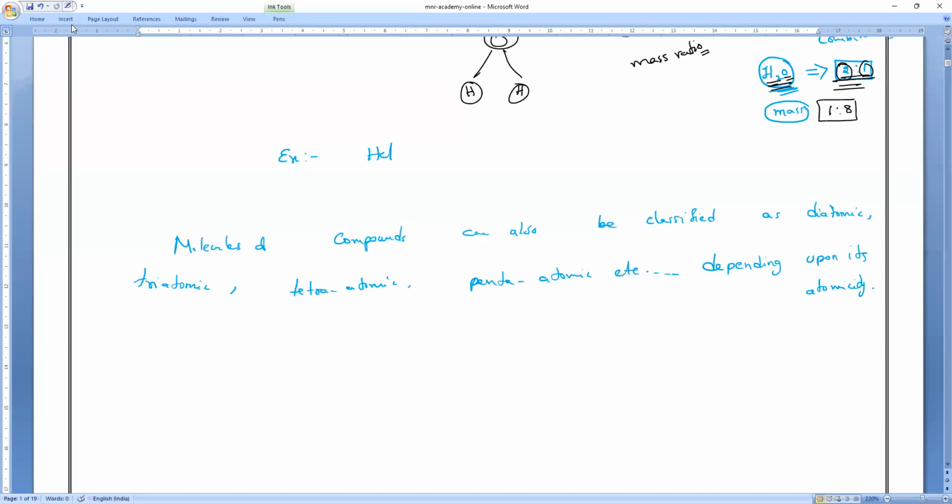What comes after triatomic, sir? Tetra, 4. I'm not asking that. After triatomic: tetraatomic, pentaatomic. Penta means 5. Of course, after that we'll say poly. More than 4, even more than 2, we will consider as poly. Okay, everybody understand?